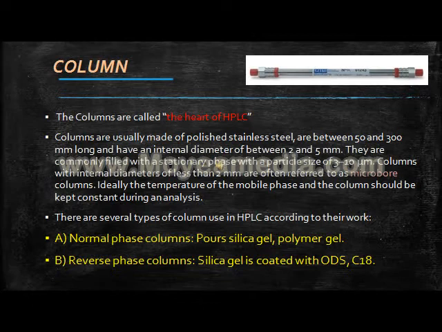There are several types of columns used in HPLC, the normal phase column and the reverse phase column. In the normal phase column, we use silica gel, polymer gel. In the reverse phase, we use silica gel which is coated with ODS and or CH.